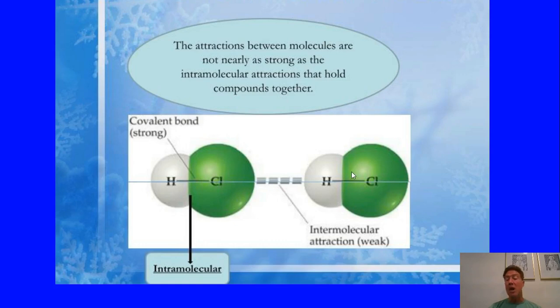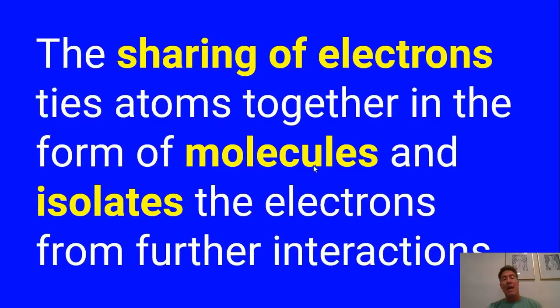Between these two molecules, what we call intermolecular, there is a slight attraction between the two because this molecule is polar, right? It has a slightly negative end on this chlorine. Well, that's going to attract a slightly positive end on this other HCl molecule. So these two molecules are going to have a weak attraction. And so we're going to talk about intermolecular forces, intermolecular attraction.